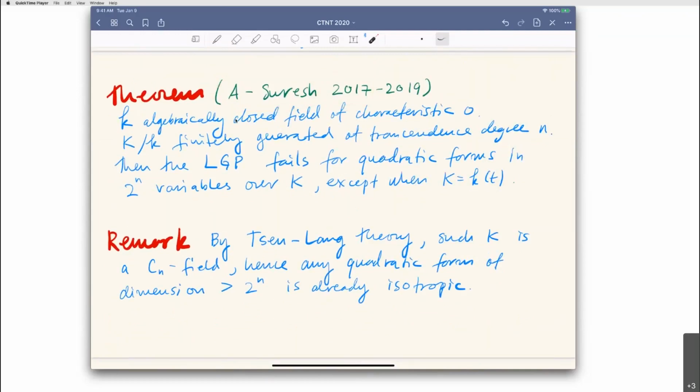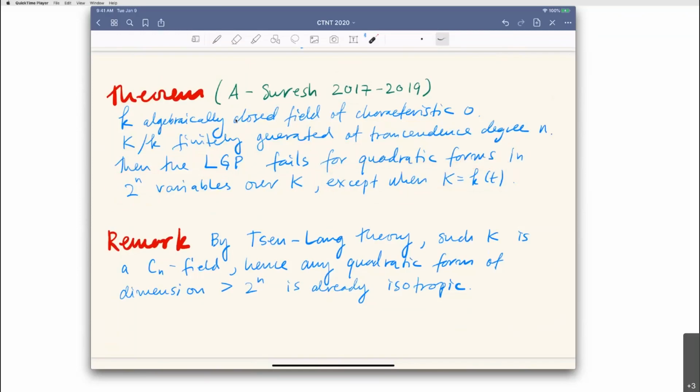We proved that if k is an algebraically closed field of characteristic 0, so say, for example, k is the complex numbers, and big K is a finitely generated field of transcendence degree n, so you should think of K as the function field of X, where X is a variety of dimension n, then the local-global principle for quadratic forms fails for quadratic forms in 2 to the n variables over that field, except in the one case when you have a rational function field, and then we've seen already that it holds.